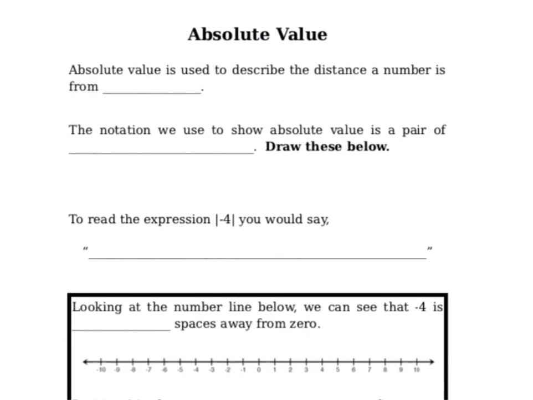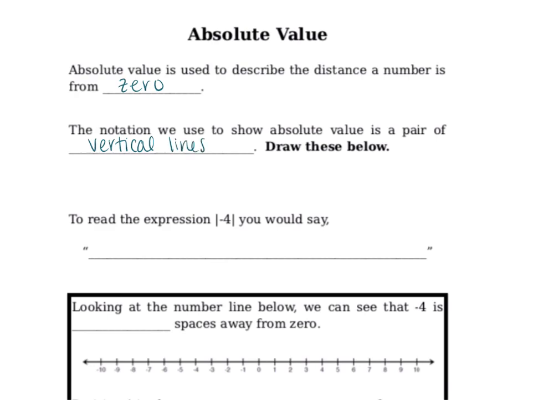Okay, so if you are at this point, it means you have finished your warm-up questions. So we are going to start with our notes for today. So absolute value. Absolute value is used to describe the distance that a number is from 0. The notation that we use to show absolute value is a pair of vertical lines.